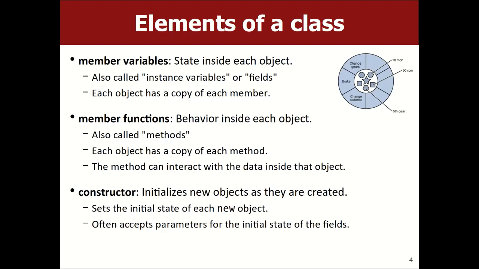If you got two maps and you call a method on one of the maps, it has nothing to do with the other map, because they each have their own copy of this functionality. That's the methods of the class. Okay, so those are the two main things that go inside of an object.